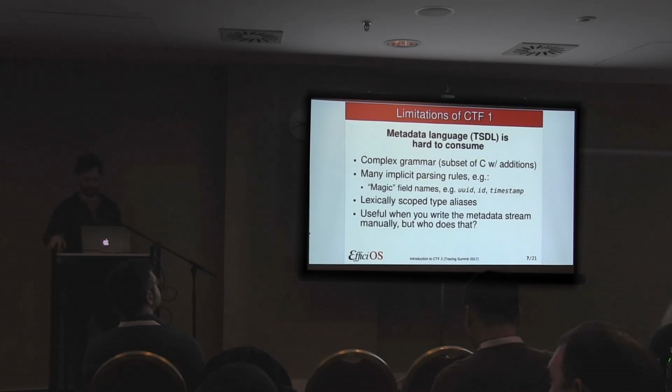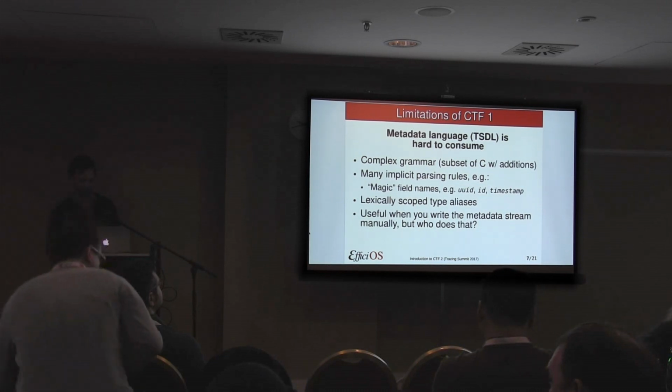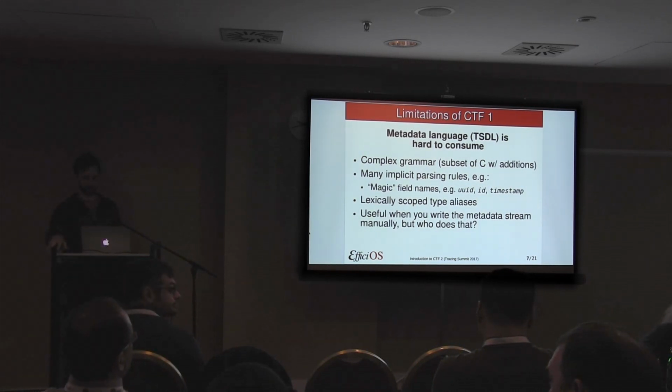So I'll go through a few limitations, or the most important limitations of CTF1 and how we solve them with the design of CTF2. One of the main problems with the metadata language of CTF1 is that it's somewhat hard to consume. When I say hard to consume, I mean hard to develop a very compliant parser for the metadata language. Its grammar is somewhat complex.